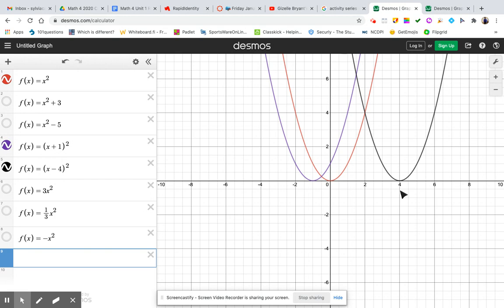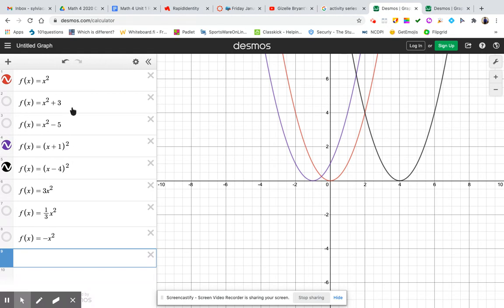Now I do want to summarize this for you, even though we have some more to look at. If I have a number on the inside of any kind of grouping symbols, then it's going to move left or right. So the +1 is the opposite of what you think. It actually moves left 1 space. This -4 actually moved right 4 spaces. And by graphing it, you'll visually be able to see that.